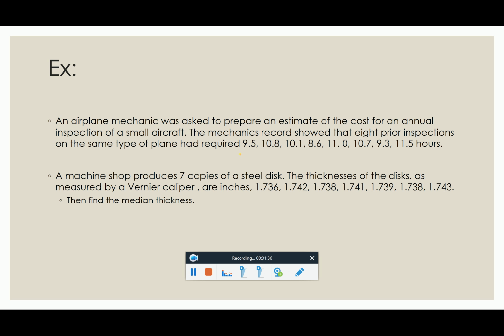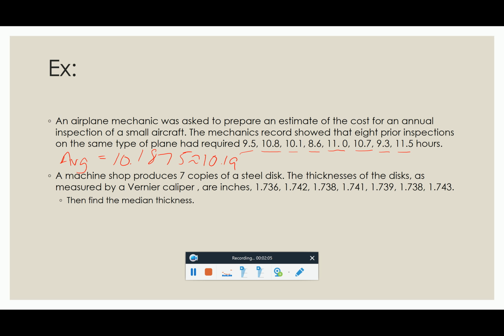So that means you add them all up and you divide by how many there are. So there's 1, 2, 3, 4, 5, 6, 7, 8. And once you guys do the mean, I'm just going to go ahead and tell you, you should get 10.1875, which is approximately 10.19. Okay, that's the average.